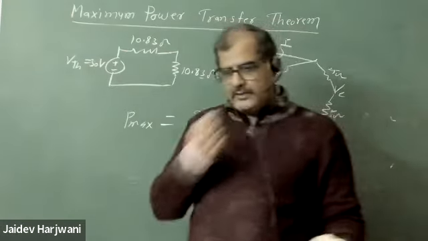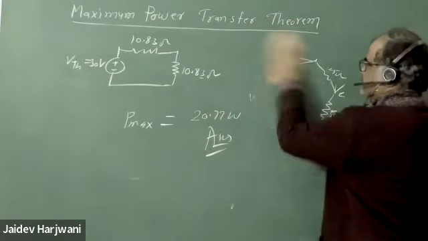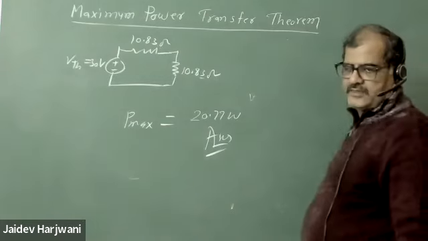Yes sir. So for maximum power, we will use the formula V Thevenin square upon 4 times R. Yes.